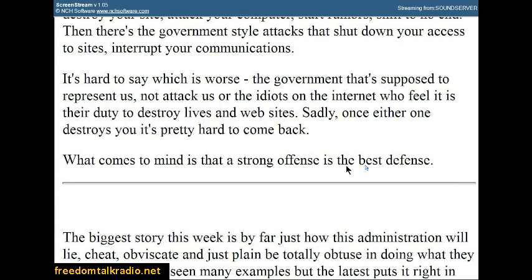It's hard to say which is worse, to be honest with you: the government that's supposed to represent us, not attack us, or the idiots on the internet who feel it is their duty to destroy lives and websites. Sadly, once either one destroys you, it's pretty hard to come back. Which comes to mind that a strong offense is the best defense, which is why I always mention when something like that has happened, to bring it to light, to expose them, because remember, sunlight is the best disinfectant, and we have to put the sunlight of exposure on a lot of these things that are going on.